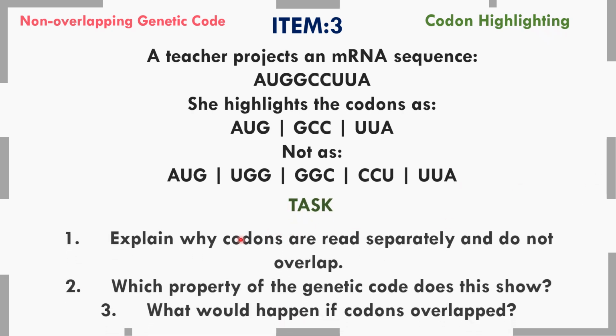Task: explain why codons are read separately and do not overlap. Which property of the genetic code does this show? What would happen if codons overlapped?